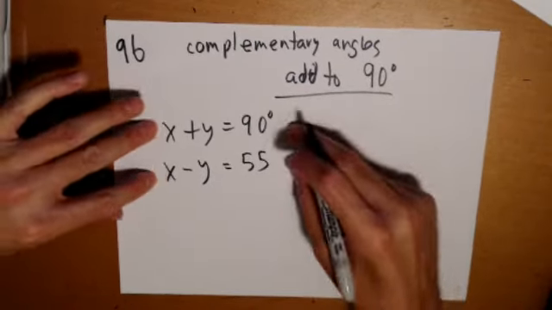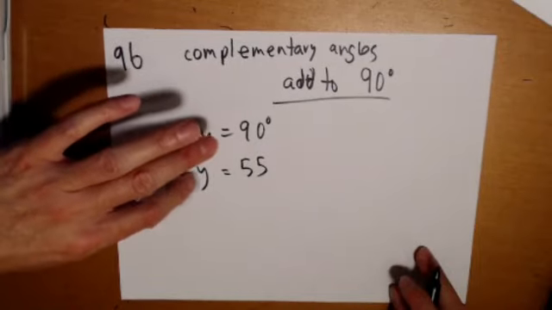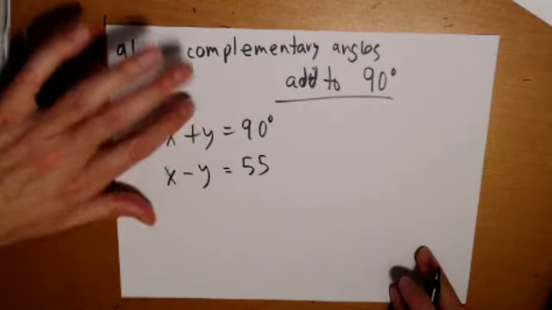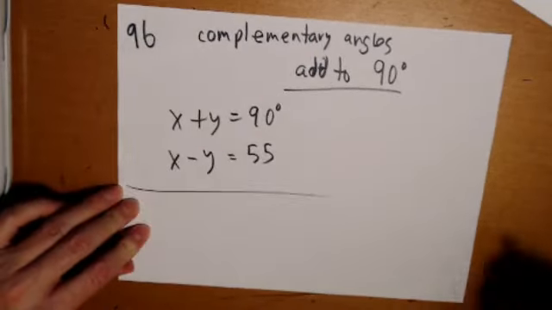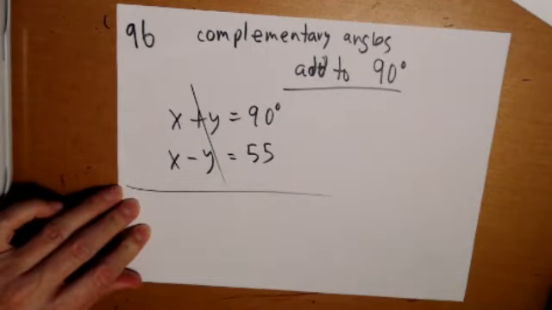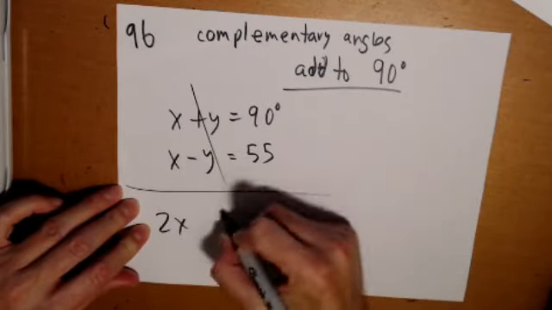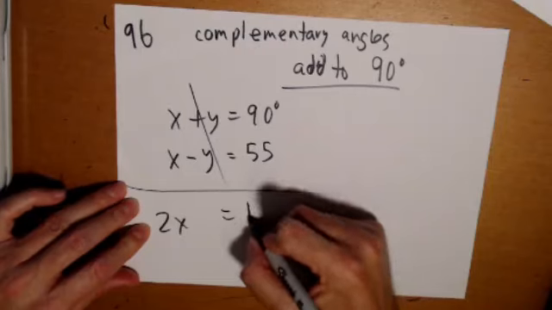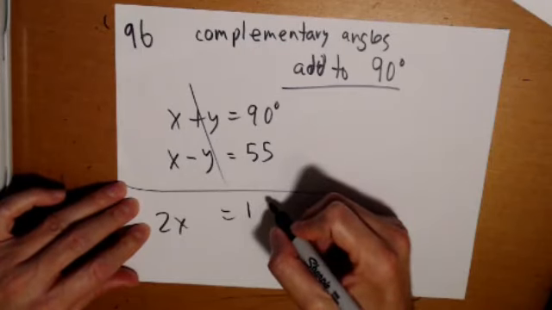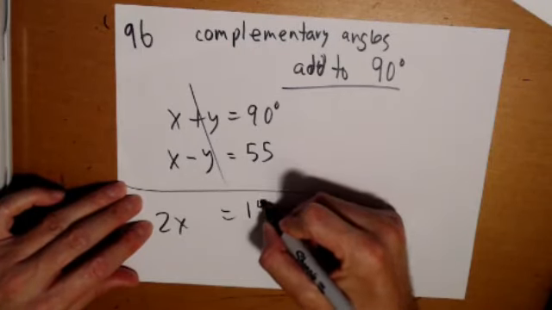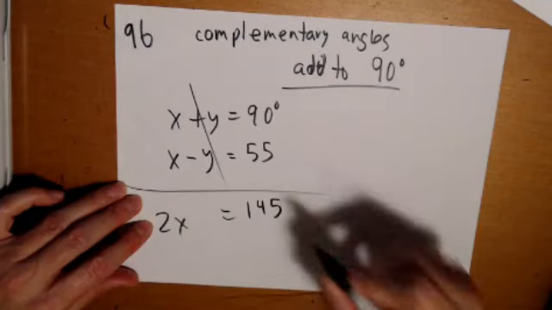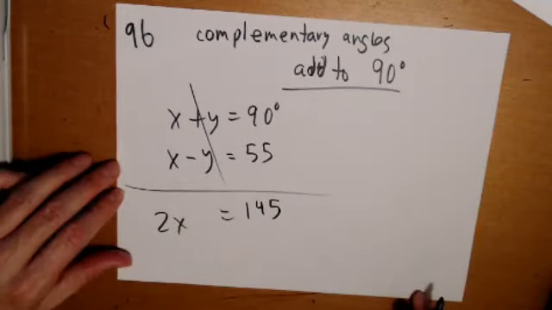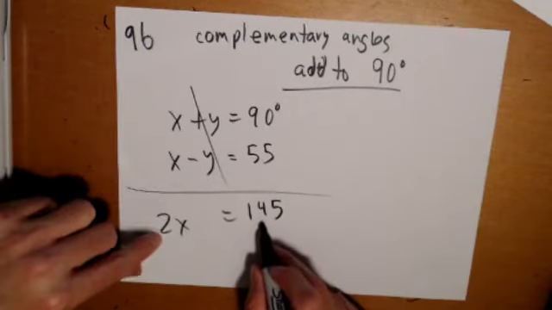Okay. So, elimination method. You see that positive y sitting on top of a minus y? That's awesome because they're just going to cancel. So when I combine the two lines together, bye-bye. X and x, 2x, 90 and 55. Oh God, what is that? 145. Did I do this right? I see that it's not going to go in perfectly.